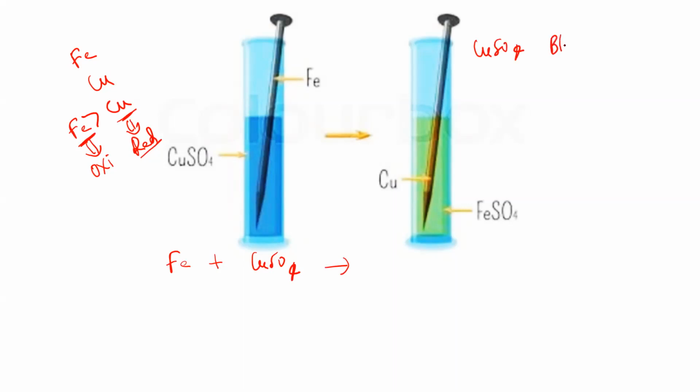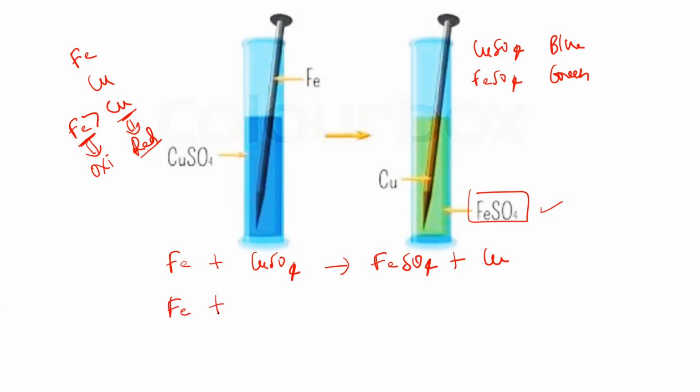Okay, copper sulfate crystals are blue in color, and iron sulfate crystals are green in color. So you see the transformation here. This is green because it has led to the formation of iron sulfate. So obviously the product is also going to be like this, plus Cu. And if you write the ionic equation of this, it will be: Fe plus Cu2+ will give you Fe2+ plus Cu.